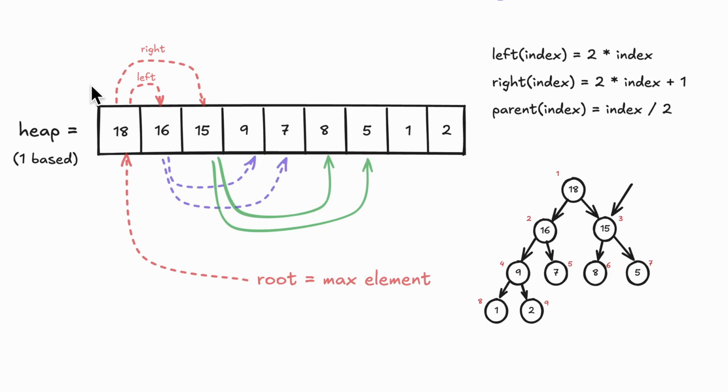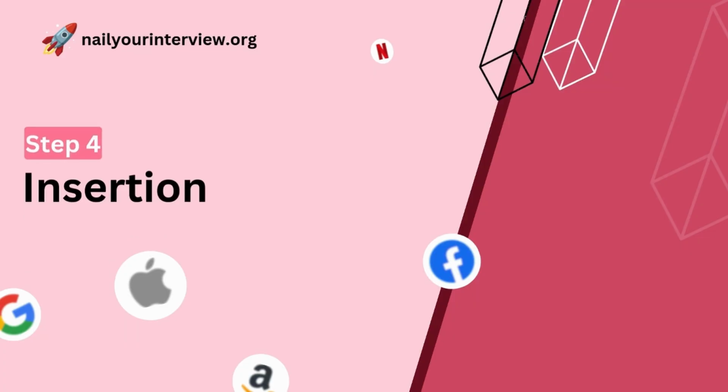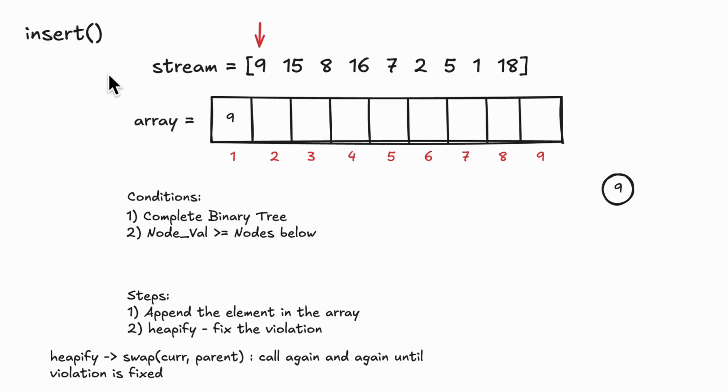So now that we are confirmed with the underlying data structure, let's start going through the different operations of the heap, which are insert and delete. Okay, so assume that you are given one stream of integers, and the problem statement is that at any given point of time, you have to tell me the maximum element seen till now.